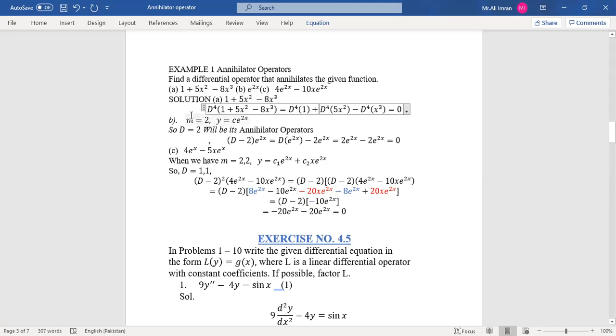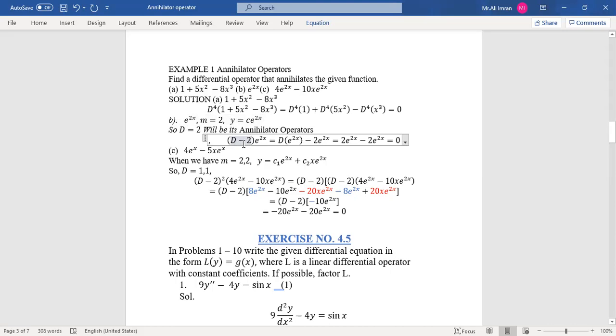The second example is e^(2x). You know that when we reduce a differential equation into the auxiliary equation, if we get m equal to 2, we write the solution e^(2x) as a constant multiple. So the annihilator operator of e^(2x) will be D minus 2.